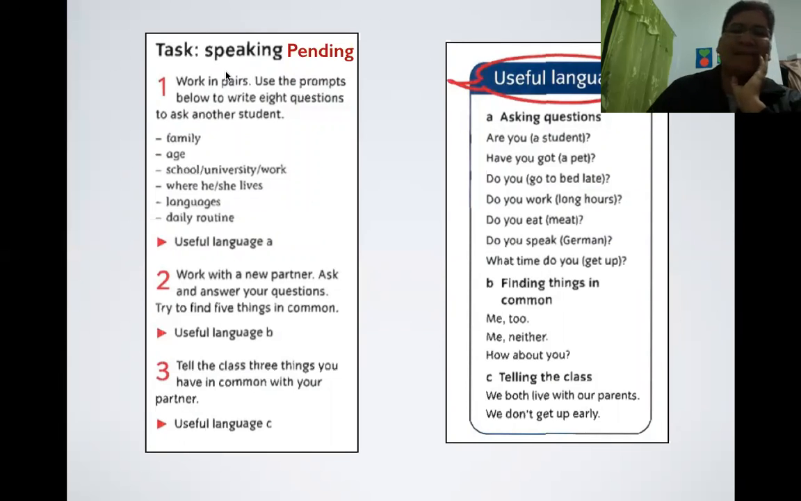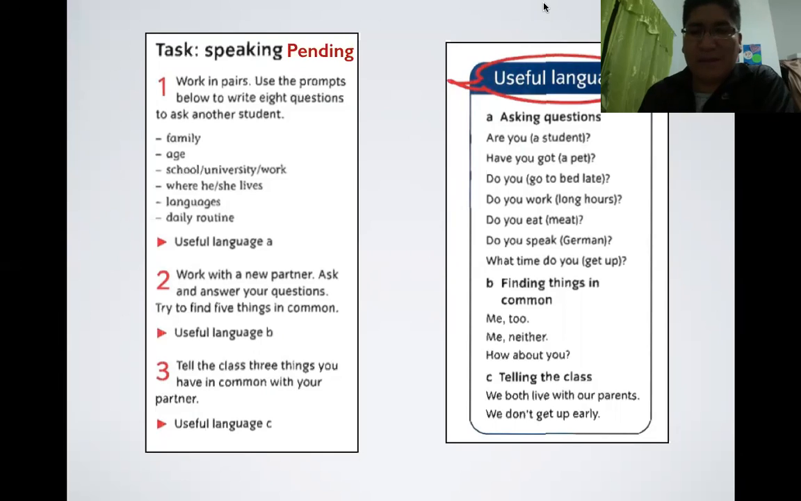Okay, we have the task here, and this is a speaking activity, and we are going to have a pending activity because you have to work in pairs. You have to talk about 8 questions about family, age, school, university, work, where you live, languages, daily routine. And exercise number 2 is the same in pairs, work with a new partner. And activity number 3, tell the class 3 things you have in common with your partner. Okay, this is a pending activity.